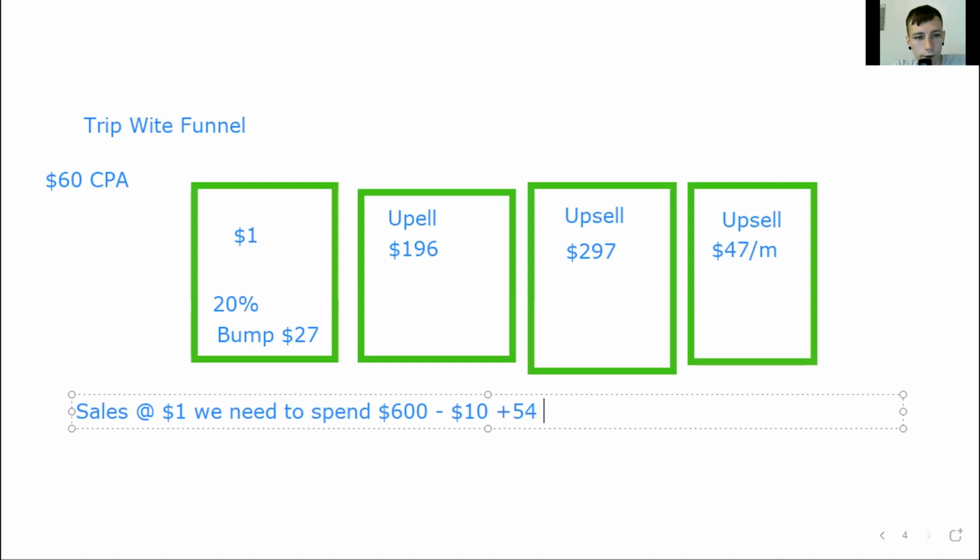Okay. Then we're only going to say 10% of people. So one person takes the $197. So we're going to go up 197. And then one person takes the 297. And then one person takes, well, we're going to say a 20% upsell on that. So that's 47 times 2, which is $94 a month.